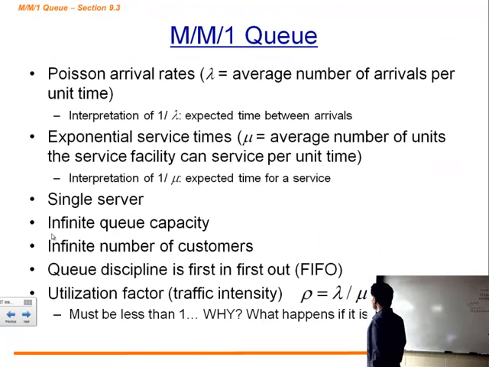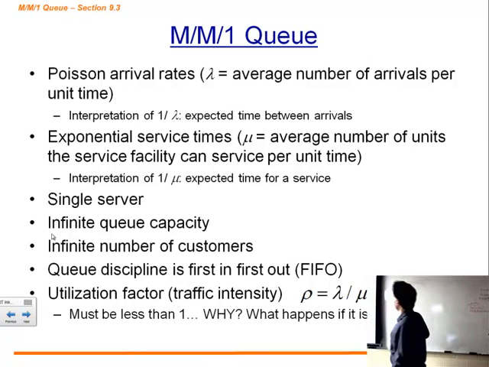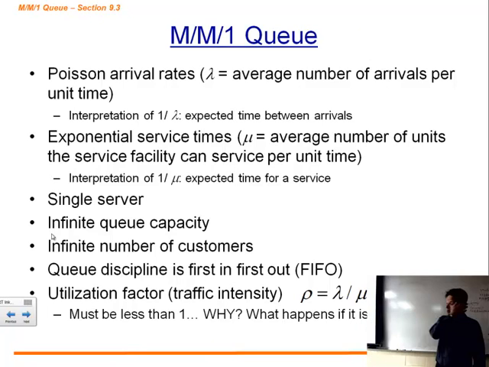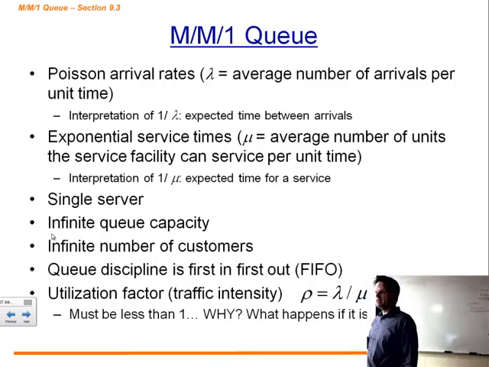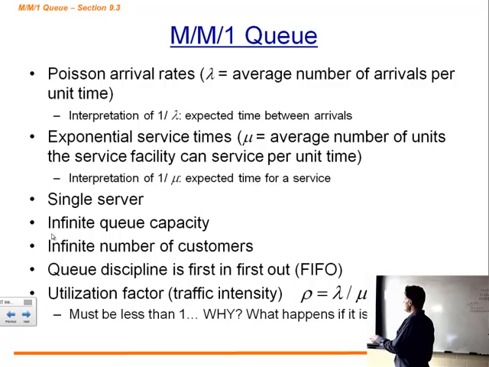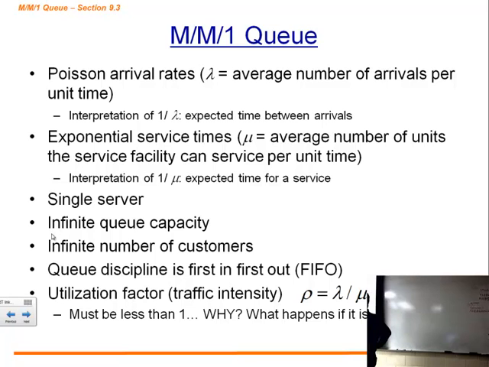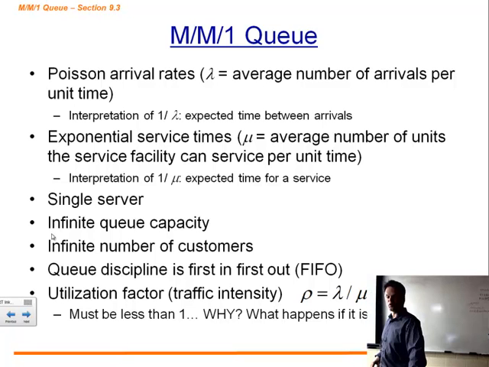Okay, so the most studied queue is M/M/1. So we have Poisson arrival rates, and we set lambda to be the average number of arrivals per unit time. We use the same letter to describe the rate of occurrences in a Poisson process before. So what's 1 over lambda? Well, this is a rate. This is number of arrivals per unit time. So what are the units here?